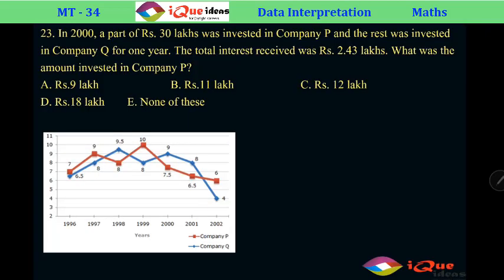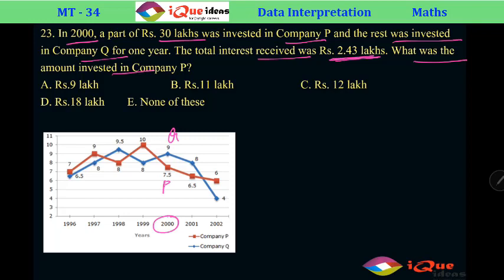Now the next one, 23rd question, it says in 2000, a part of rupees 30 lakh was invested in company P and the rest was invested in company Q for 1 year. The total interest received was 2.43 lakhs. What was the amount invested in company P? That was 2000. So 2000 on P the rate is 7.5 and Q the rate is 9.